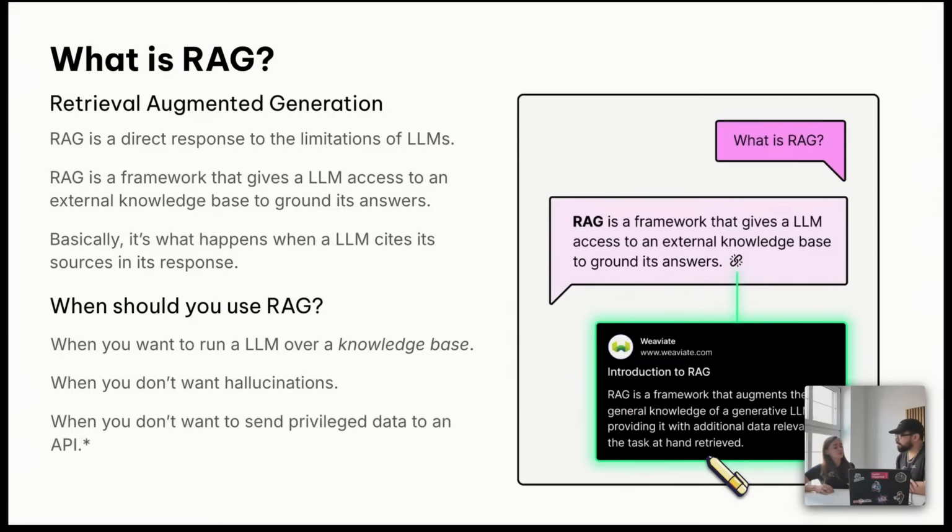Exactly. And another reason to use RAG is if you don't want to send privileged data to an API. In n8n, you can do this by using Ollama and running those models locally, without sending it to the Google Gemini API or OpenAI's API.